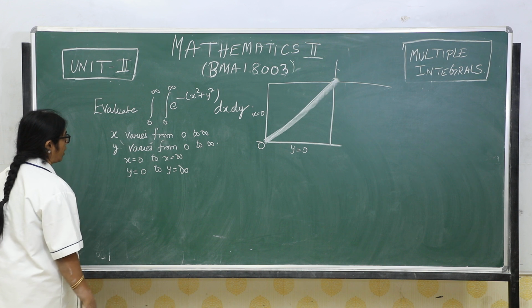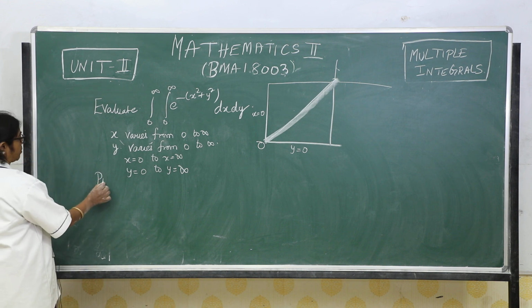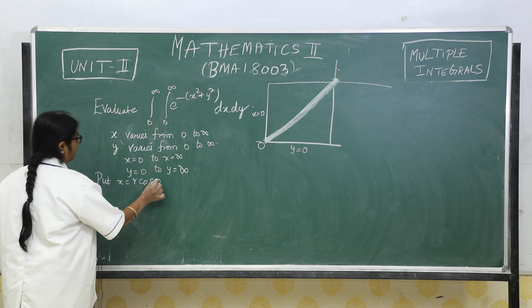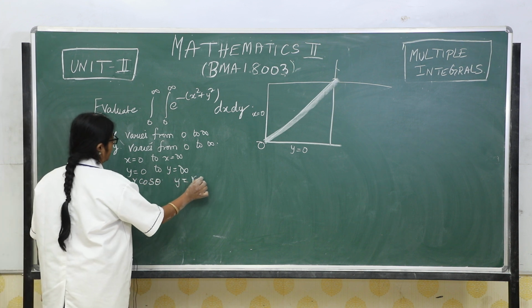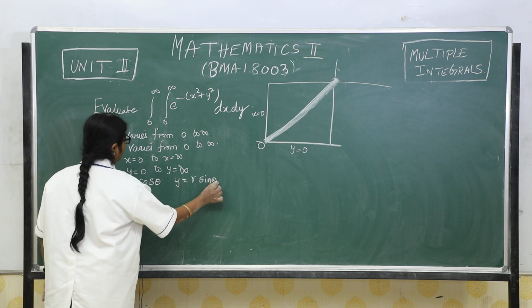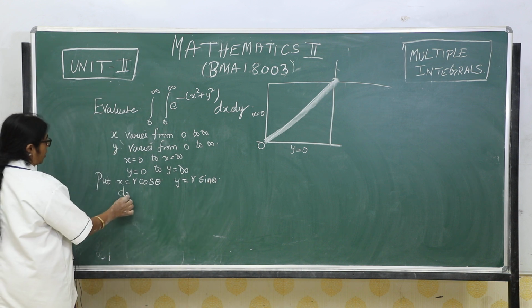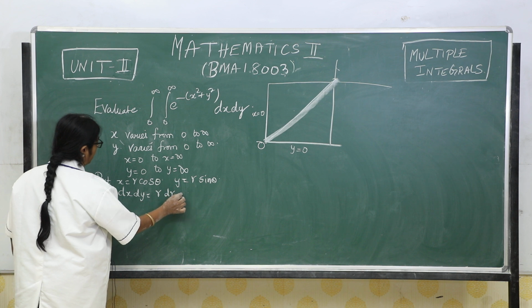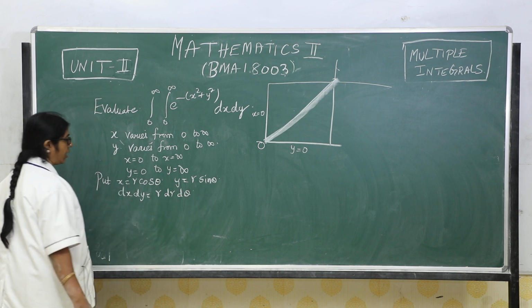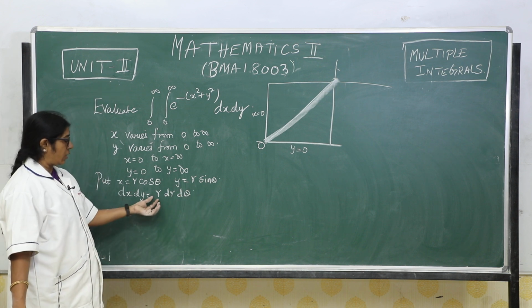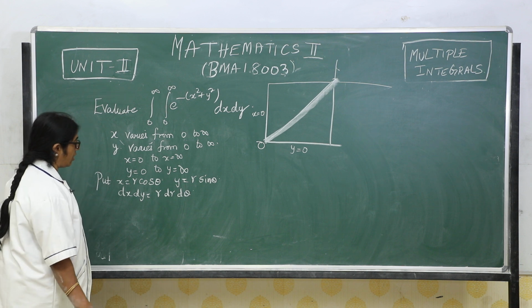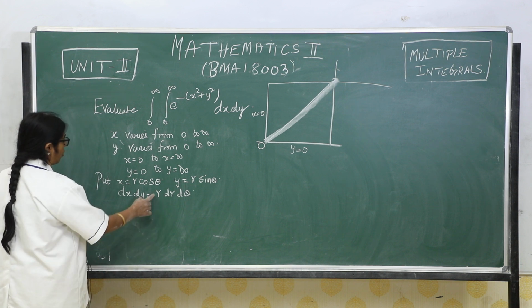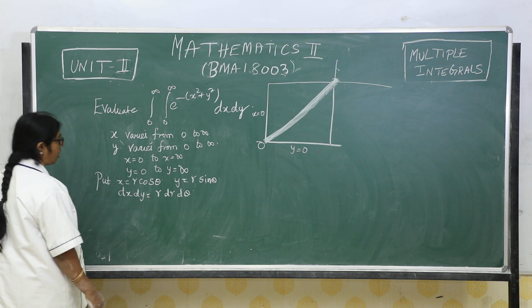So, first of all, I have to make a substitution: put x equal to r cos theta, y equal to r sin theta. So, dx dy is equal to r dr d theta. I already explained in the earlier video that the Jacobian J is r, and therefore you get dx dy equal to Jacobian into dr d theta.